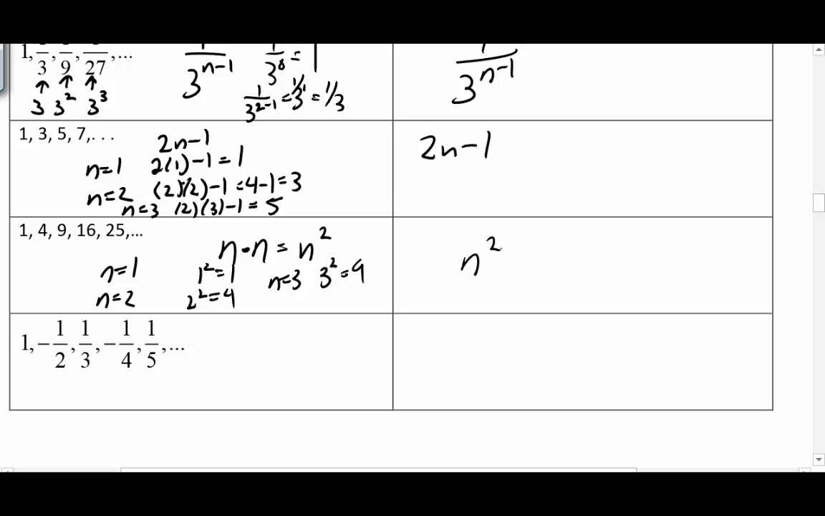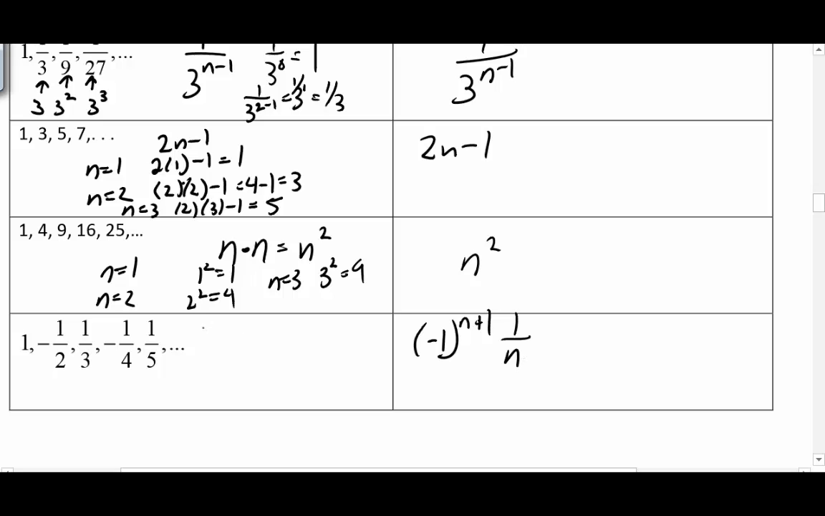All right, and then this next one. We've got a positive 1, a negative 1/2, a positive 1/3, and a negative 1/4. So we have to think, where have we seen that alternating pattern before? That was the negative 1 to the n plus 1 bit, and we'll double check that in a moment. What about the other part? Well, it's 1 over 1, 1 over 2, 1 over 3. That's just 1 over n.